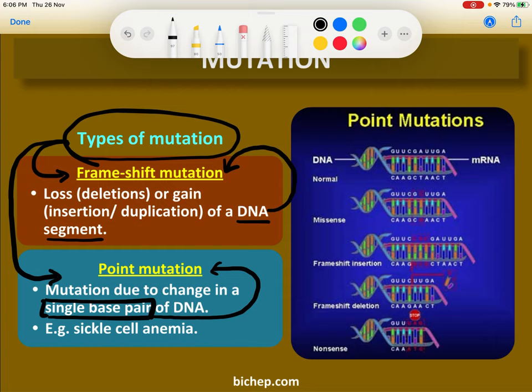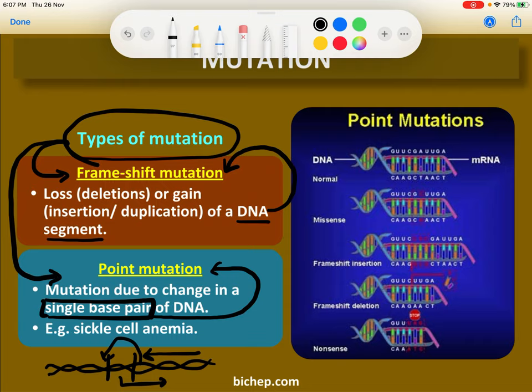Why frameshift? Because suppose this is the DNA, if a particular segment is cut down and eliminated, the entire strip, entire segment or entire frame has to shift to join this segment. So the entire frame is shifting from your right side to your left side, and that is why it is known as frameshift mutation. Ready?